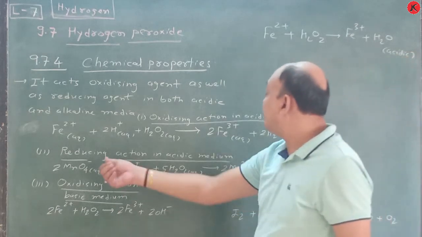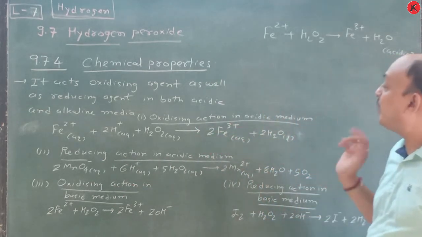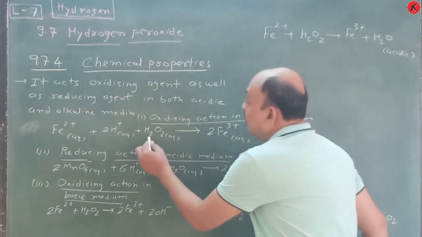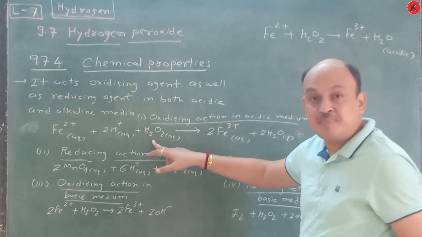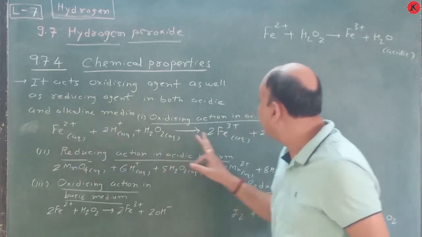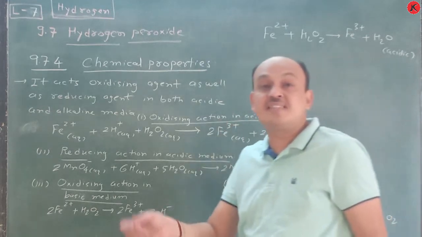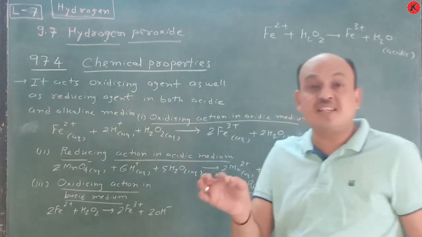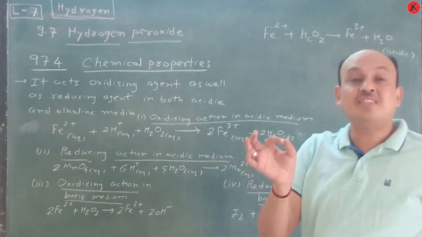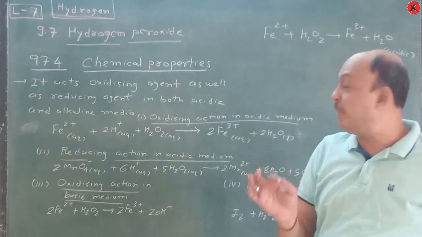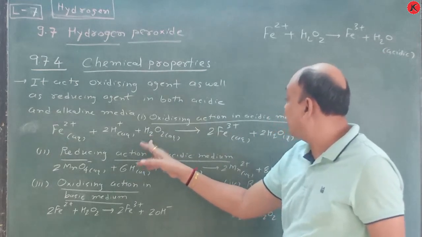Same way, what does oxidizing action in acidic medium mean? Here H2O2 works as an oxidizing agent, and Fe+2 is converted to Fe+3 plus electron. When an electron is released, this reaction is known as an oxidation reaction, and this Fe+2 works as the reducing agent, remember this, and this H2O2 works as the oxidizing agent, okay.